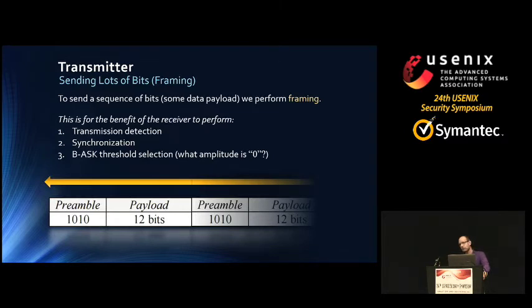Now, we use a very simple way to demodulate this information. When the receiver receives a signal, if it's above a certain threshold, it reads it as a 1. If it's below a certain threshold, it reads it as a 0. In order to determine what this threshold is, it can take a look at the preamble and set it accordingly. And we actually use that to dynamically update the threshold as the mobile moves closer or further away from the device, from the transmitter.